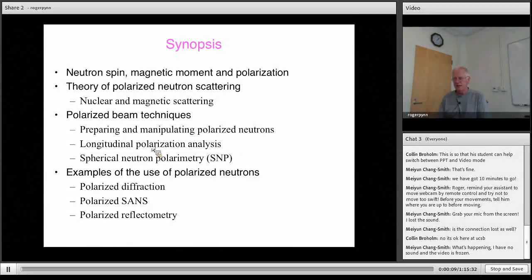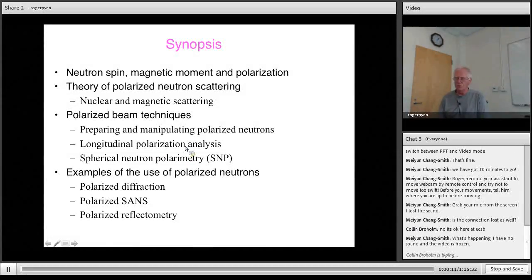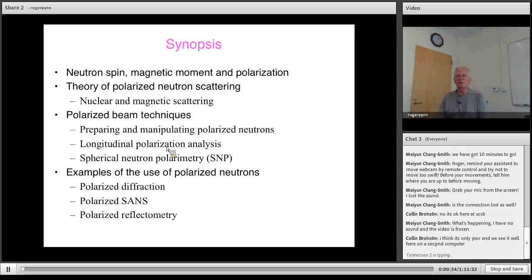And then I'll say, and most of what I'll say will be about longitudinal polarization analysis, because that's the sort of thing that is most widely used. Then I'll talk very little about something called spherical neutron polarimetry. In longitudinal polarization analysis, what you'll see is that the polarization state of the neutron is defined throughout the entire experiment by a magnetic field.